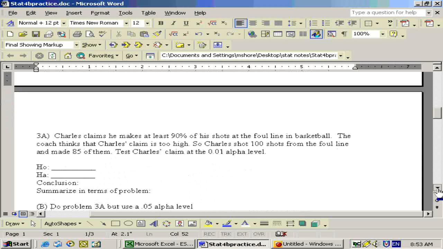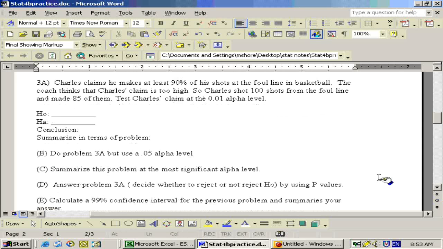Problem 3 says that Charles claims he makes 90% of his foul shots to the foul line. Coach thinks that Charles' claim is too high. So your null hypothesis here would be that P is greater than or equal to 90%. That comes right from the claim, that he makes at least 90%, and it's about percentages. So again, P is greater than or equal to 90%, making the alternate hypothesis P is less than 90%.